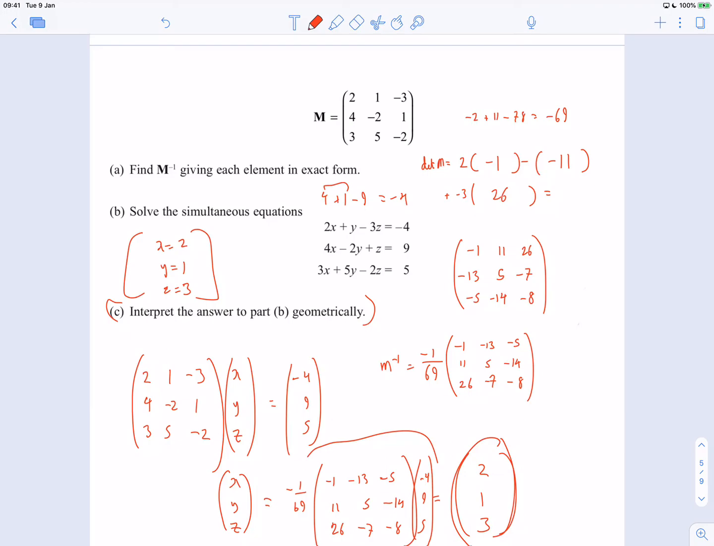Right. So, part C: interpret the answer to your question geometrically. Okay, so we haven't actually covered this yet, but what I've got is these three objects. Okay, these are three geometric objects. Doesn't matter what they are for now, but what I know about them is that they all meet at a point.